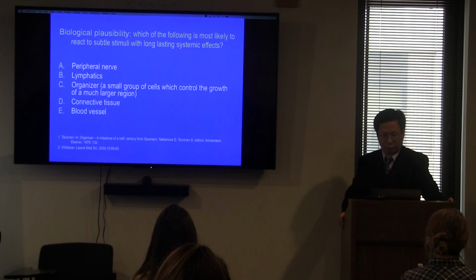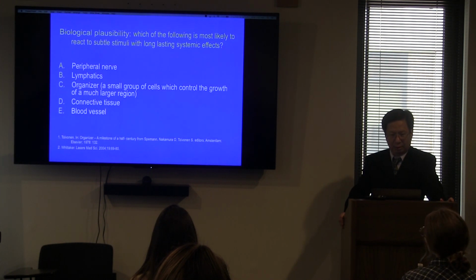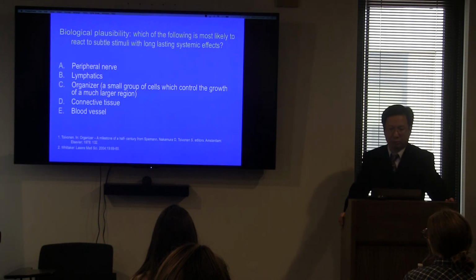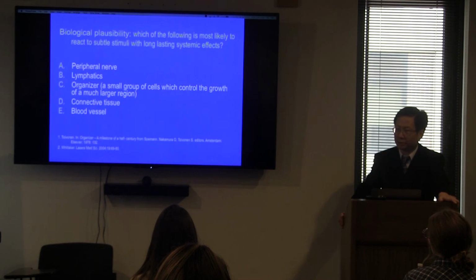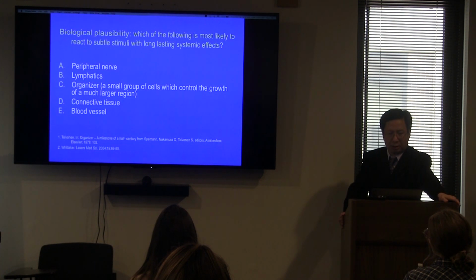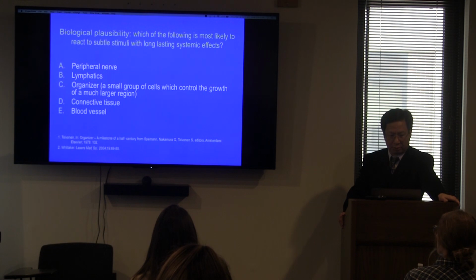So now comes one of the central problems in basic acupuncture research. What is the biological possibility of acupuncture? Which known structure in biology can actually show this kind of sensitivity, this kind of long-lasting systemic response to the subtle stimuli that I mentioned earlier? Is it peripheral nerve or lymphatics or organizer, which is a small group of cells which control the growth of a much larger region? Or is it connective tissue or blood vessel?